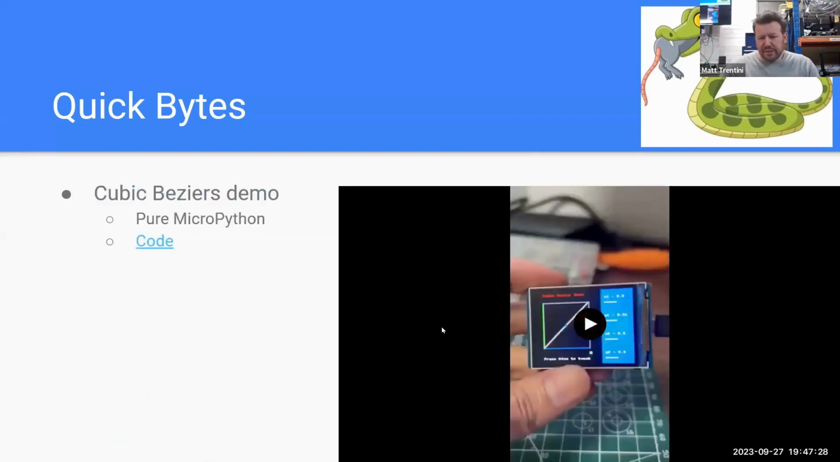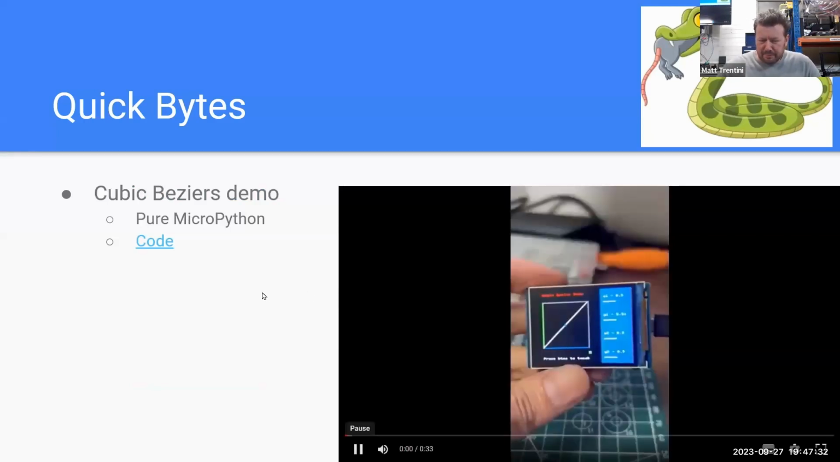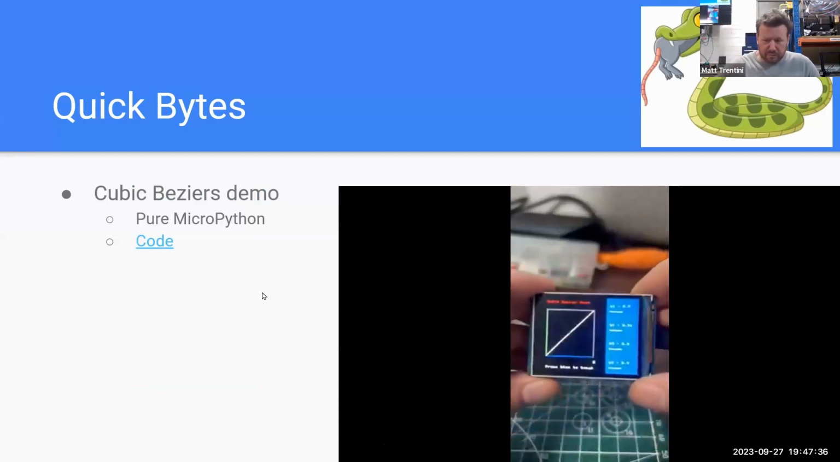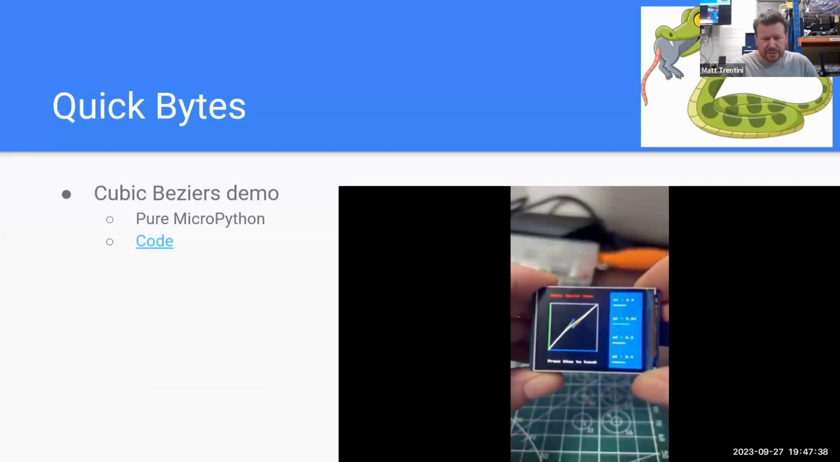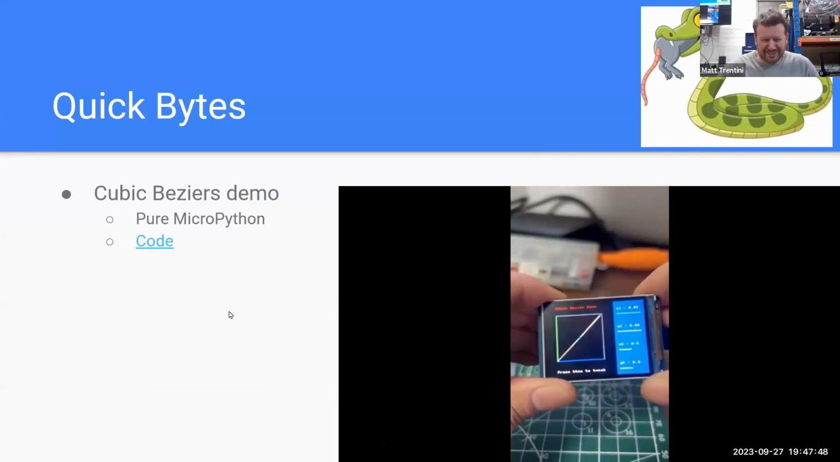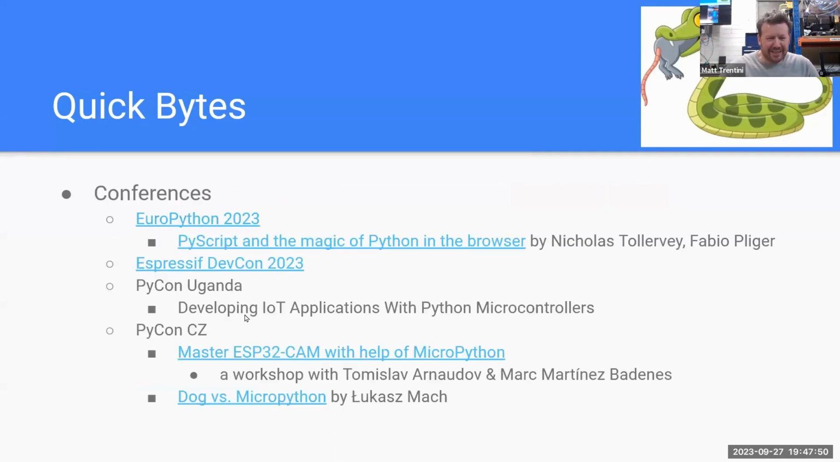There was a Bezier demo. Spelled that wrong. This is all pure MicroPython. There's actually no acceleration in this. It's not particularly fast, but the code's available to see how you can render this in a framebuf. It's just a neat way to show how Beziers work. Yep, good. I'll let you watch that in your own time.